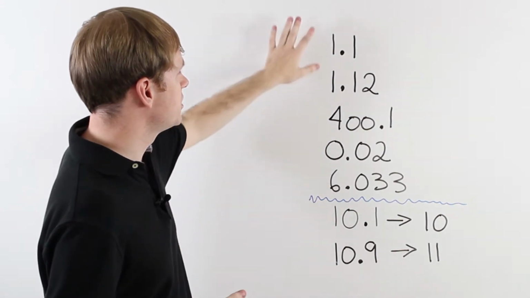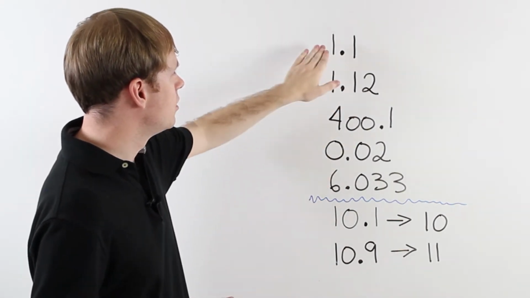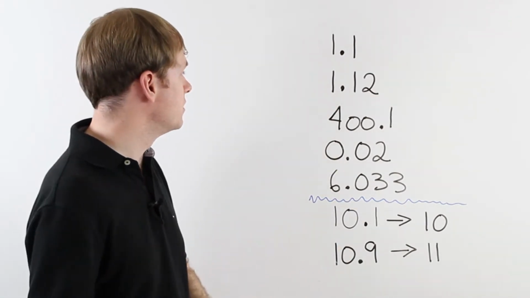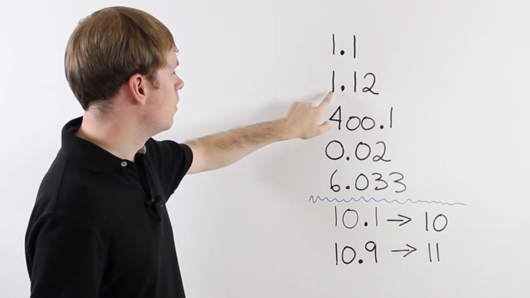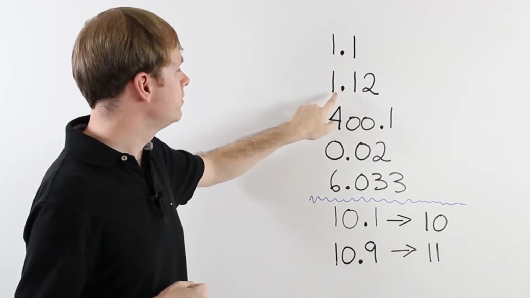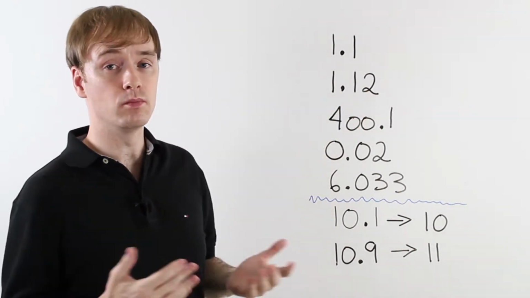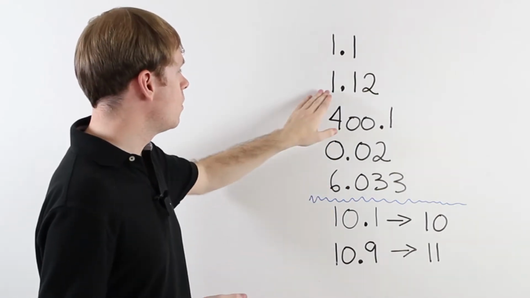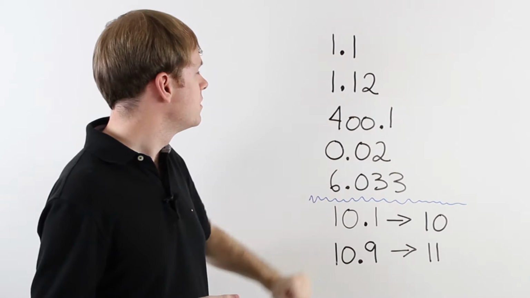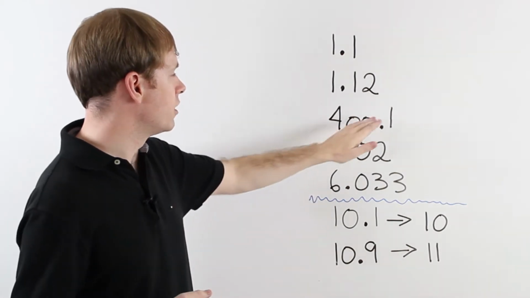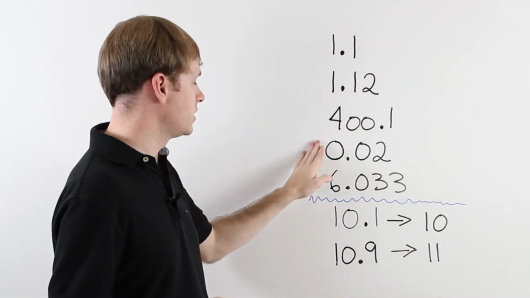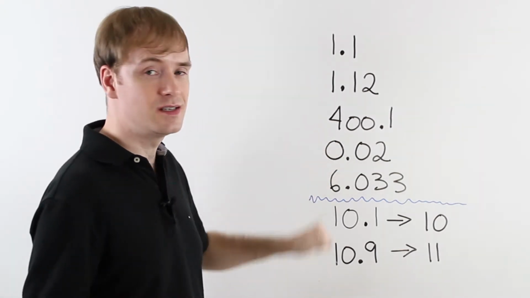So we would express this number as 1.1. Easy. The next number. Okay, we could actually express this number two ways, 1.12, or 1.12, okay? The next number, 400.1, easy.